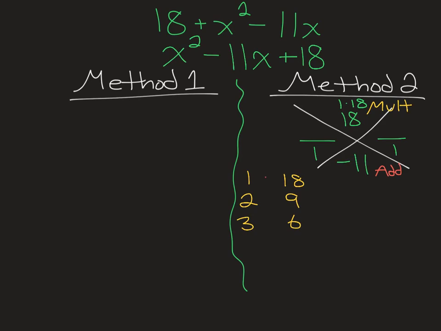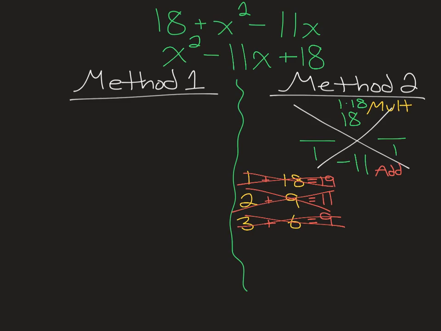So if I try to add 1 and 18, I get 19. Nope, no good. I need negative 11. If I add 2 and 9, I get 11. Sorry, I need negative 11, so still no good. 3 plus 6 gives me 9, which is not negative 11. So I've exhausted all my options.